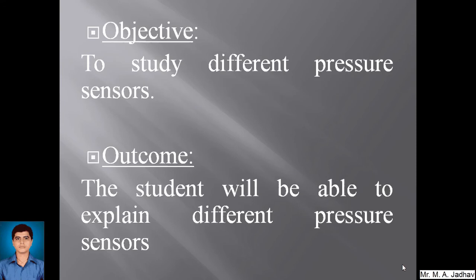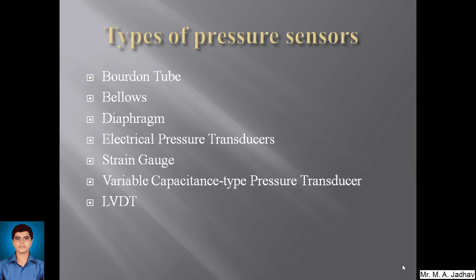So the objective of today's lecture is to study different pressure sensors, and the outcome will be that the student will be able to explain different pressure sensors. The types of pressure sensors we are going to study today are Bourdon tube, bellows, diaphragm, electrical pressure transducers, strain gauges, variable capacitance type pressure transducers, and LVDT. We will go through these one by one.